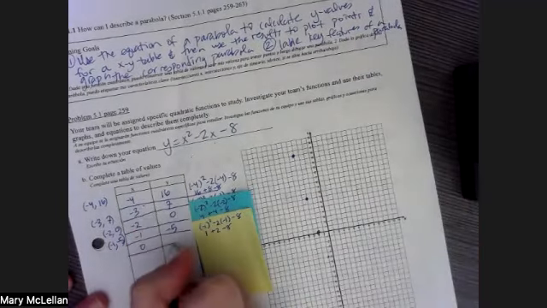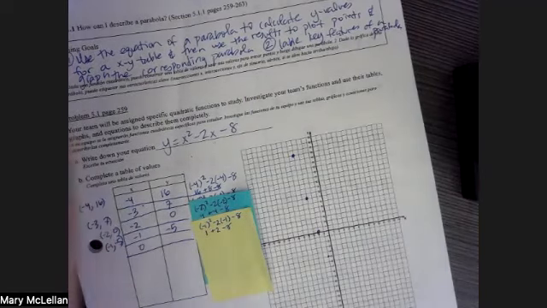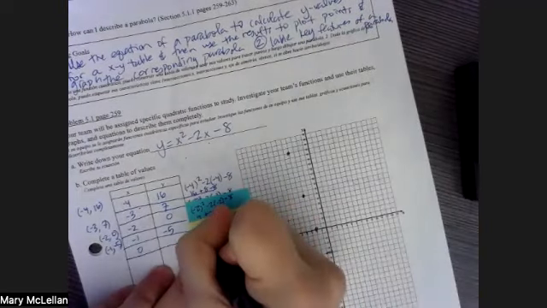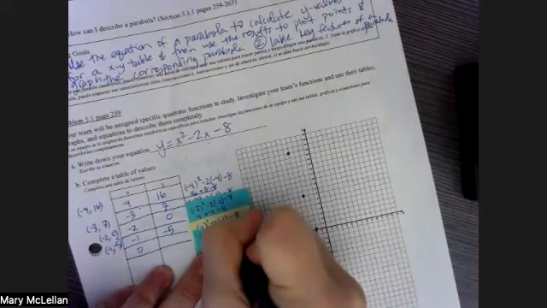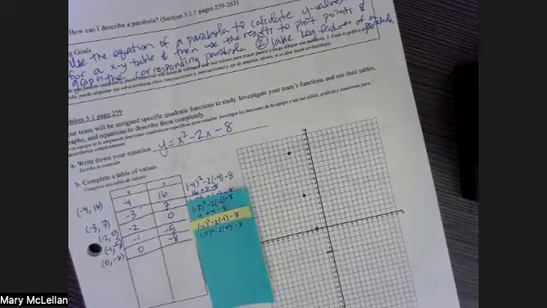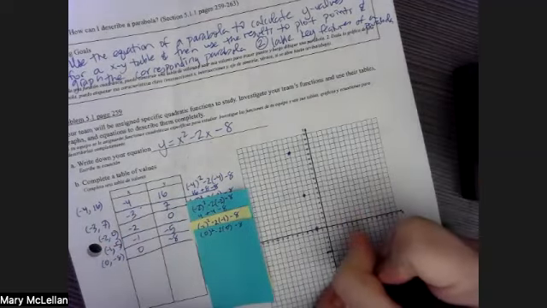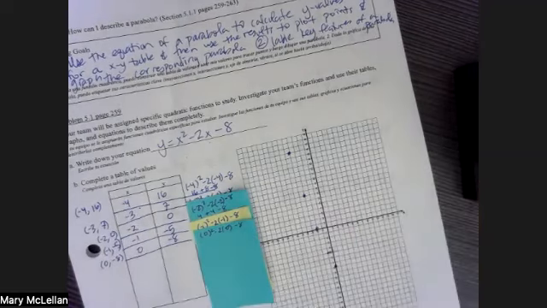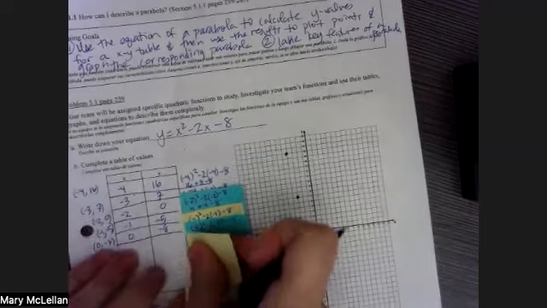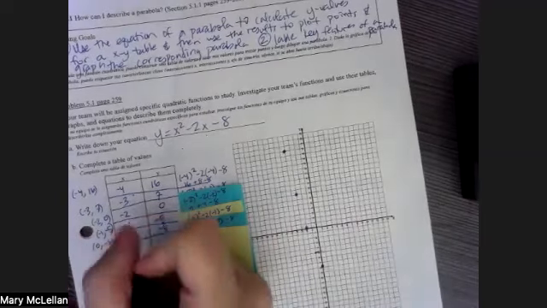Okie dokie, let's do 0. Zero squared minus 2 times 0 minus 8. That's just going to be -8. 0 comma -8. Now we're going to see something happen, which is part of the lesson. A possible observation. Watch this.